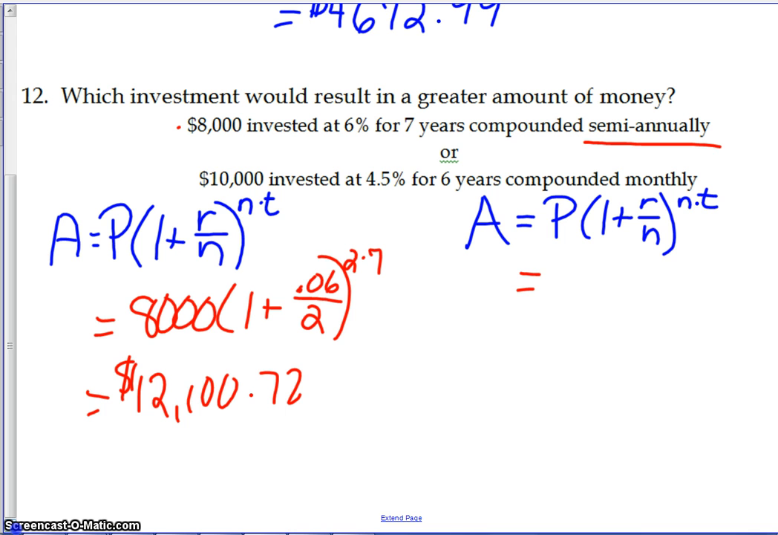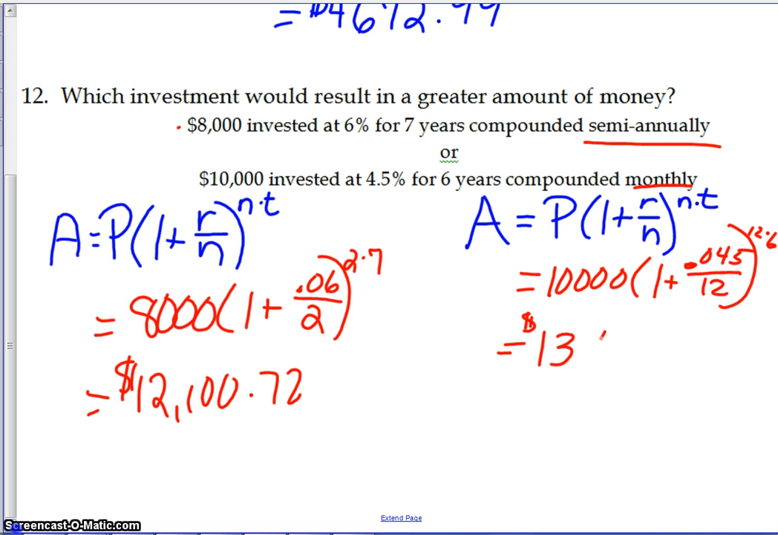On this problem, I'm taking now $10,000, so a little less money, and my rate is 4.5%, so that's 0.045, over, now when it's monthly here, it's 12 times a year that I'm looking at this, and we're doing it for 6 years. So here my value was $13,093.03. So it kind of tells us that our better investment is our second investment.